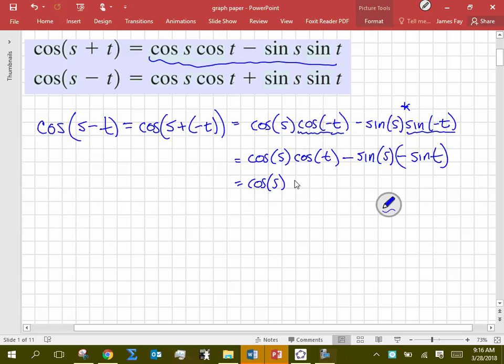What's a negative times a negative? Positive. This becomes plus sine s sine t. So now we know that cosine of s minus t is the same thing as cosine s cosine t plus sine s sine t. Now, because you have the commutative property, if you want to write cosine t cosine s plus sine t sine s, that's okay. That's something we can do.